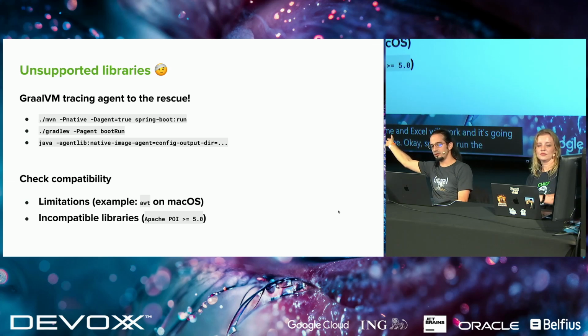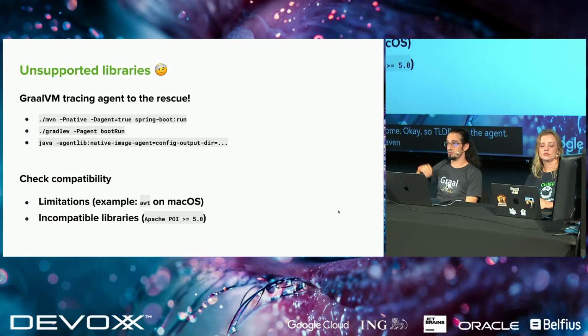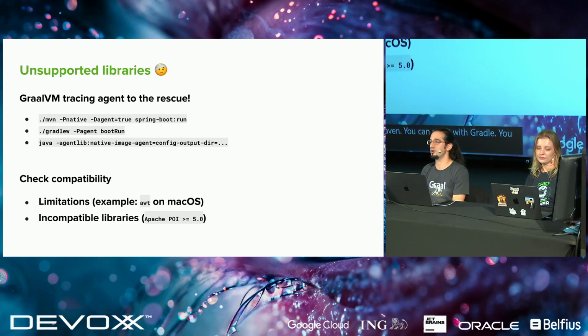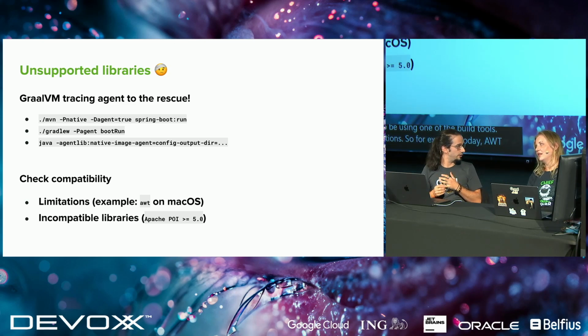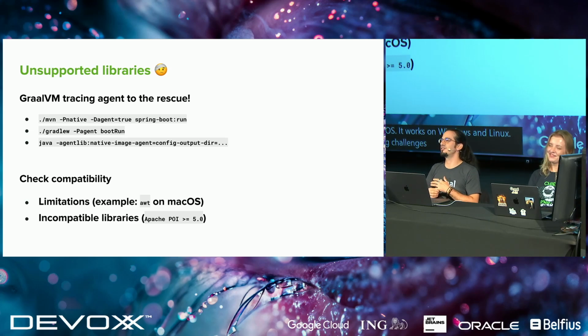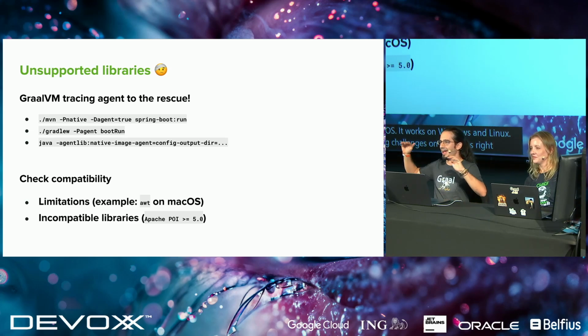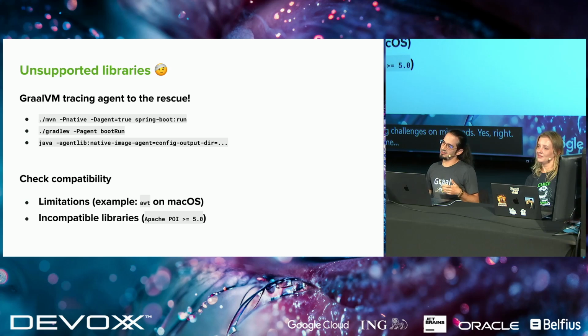You can run it with Maven. You can run it with Gradle. You can run it with Java if you have a compiled application and you don't want to be using one of the build tools. There are some limitations. So for example, today, AWT doesn't work on macOS. It works on Windows and Linux. Yep. There are some linking challenges on macOS. Yes, right. So there might be some very edge cases that might not be working.